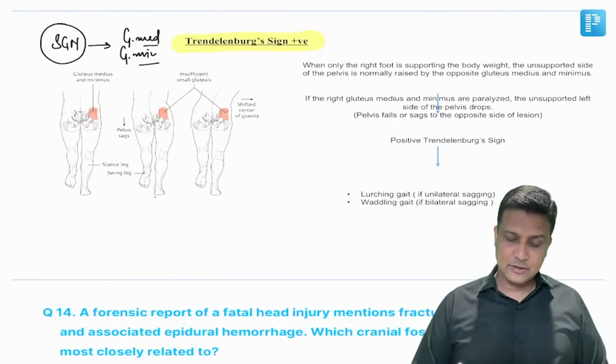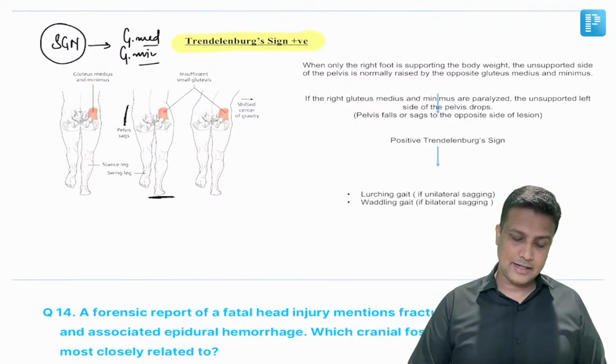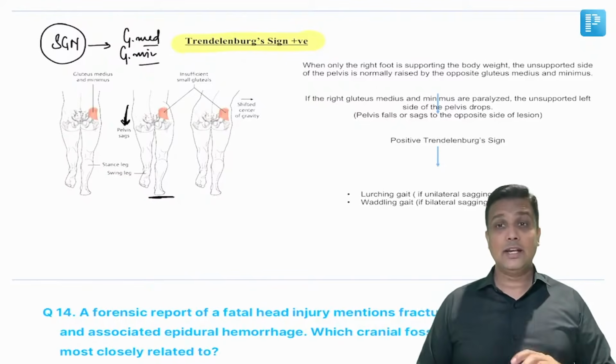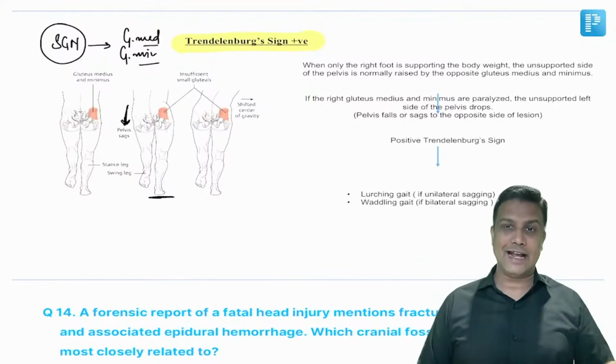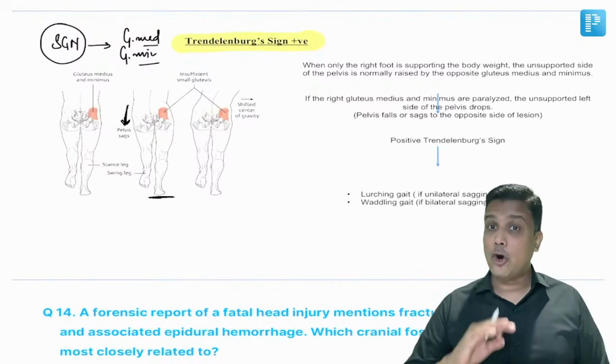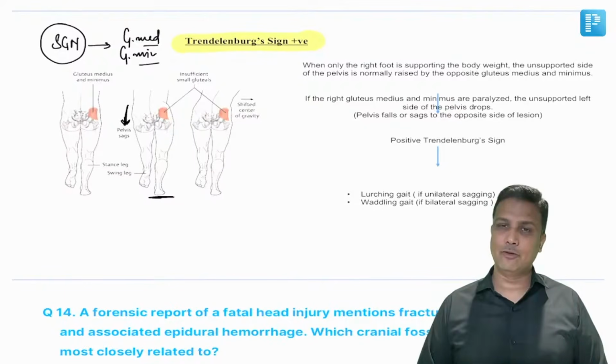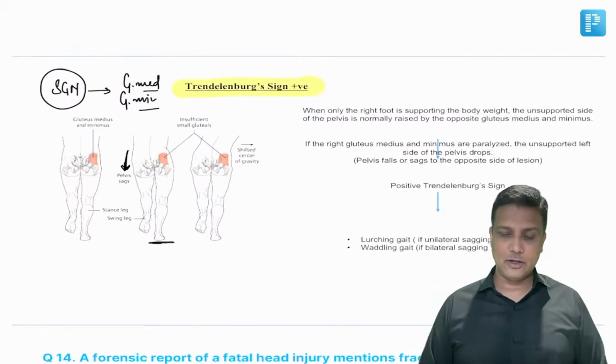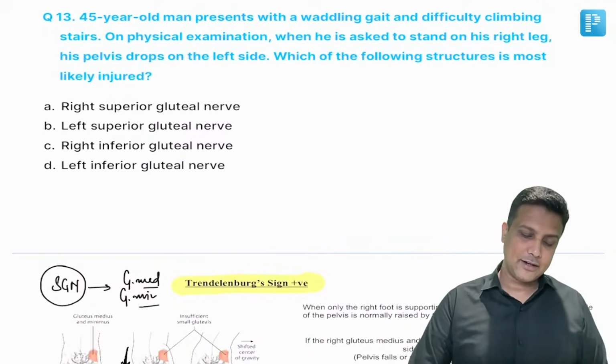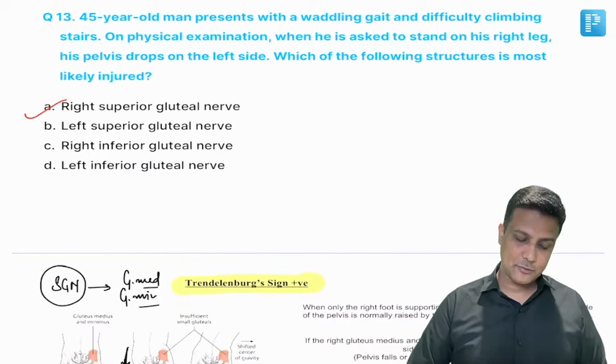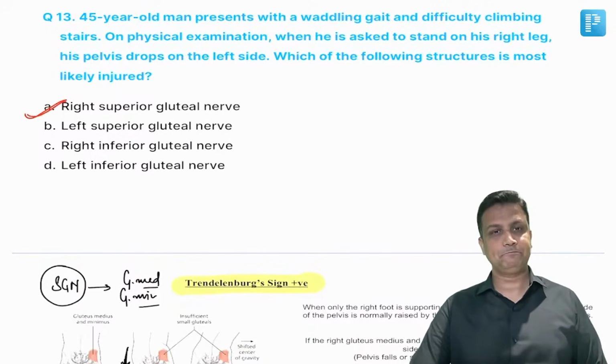When the person is standing on the right foot, the left foot is off the ground, and the left side of the pelvis will drop as given in the question. When the left side of the pelvis is dropping, when it is sagging, remember, it's actually the contralateral side superior gluteal nerve that is involved. That means the right side superior gluteal nerve will be involved there. So the correct answer here will be the right superior gluteal nerve.